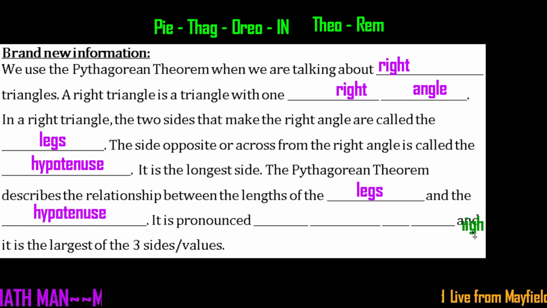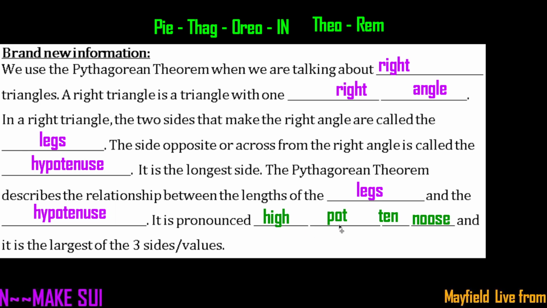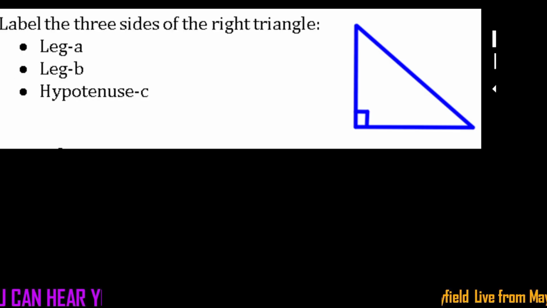Again, the way we pronounce that is like this: the hypotenuse, and it is the largest of the 3 sides or values. So make sure you can hear how I am saying it. Say it out loud for yourself. I will make sure that you are doing that carefully as well. So let's try some main ideas here.